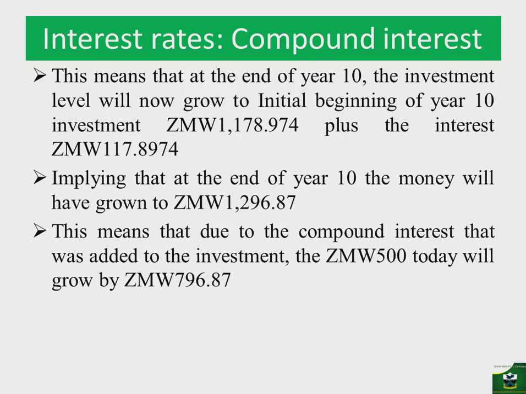So this then means that due to the compound interest that was added to the investment, the 500 kwacha today will grow by 796.87 kwacha. Now this value gives you the gap between the initial principal and the amount that you have now acquired, which tells you that this 796.87 is due to the compound interest rate that you applied to the initial principal of 500 kwacha.